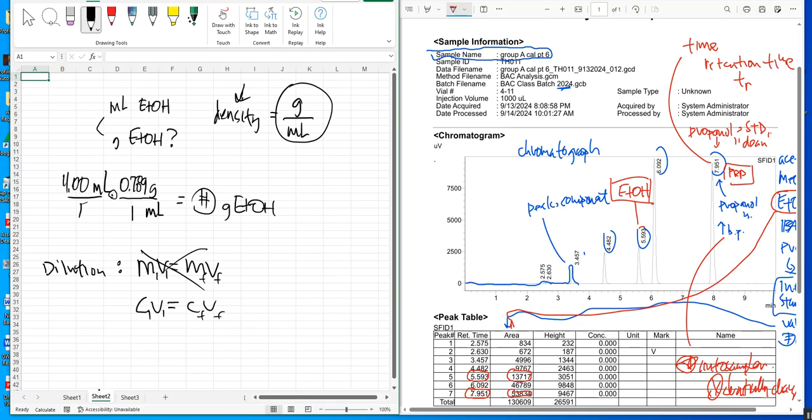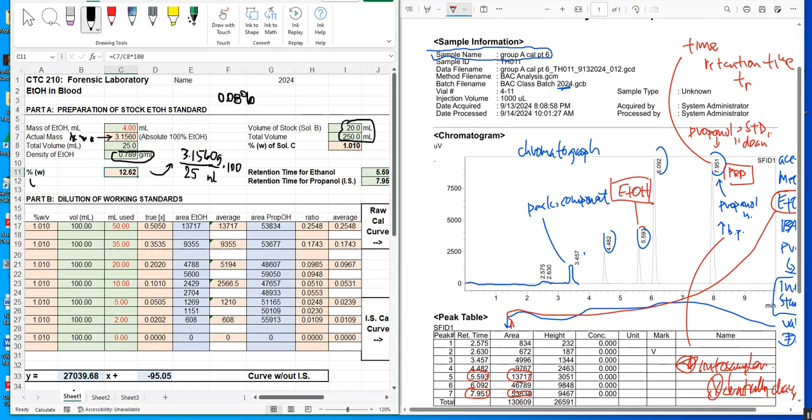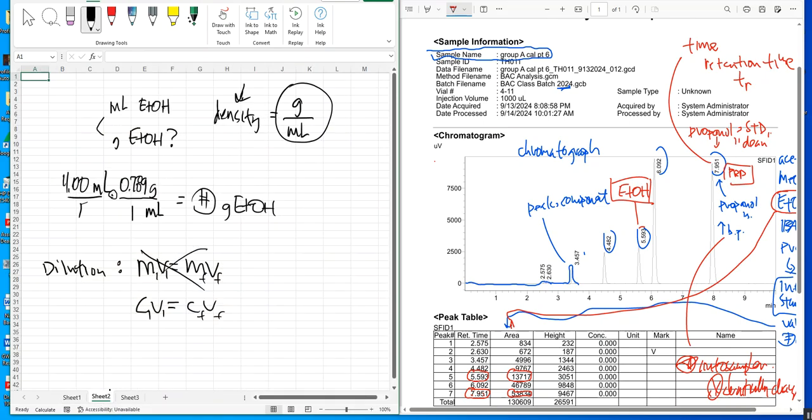So in this dilution equation, we start off with a 12.62%. Now, I'm not going to change that to a percentage. I'm just going to put 12.62 because it will work. Trust me.